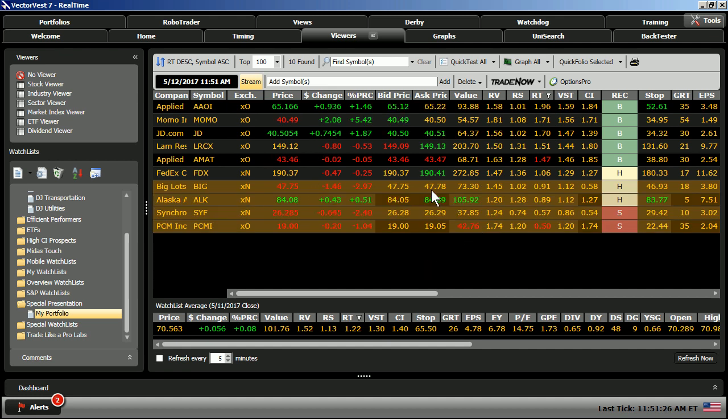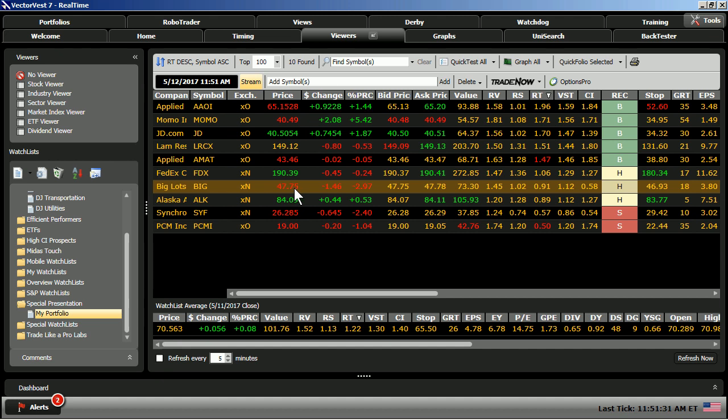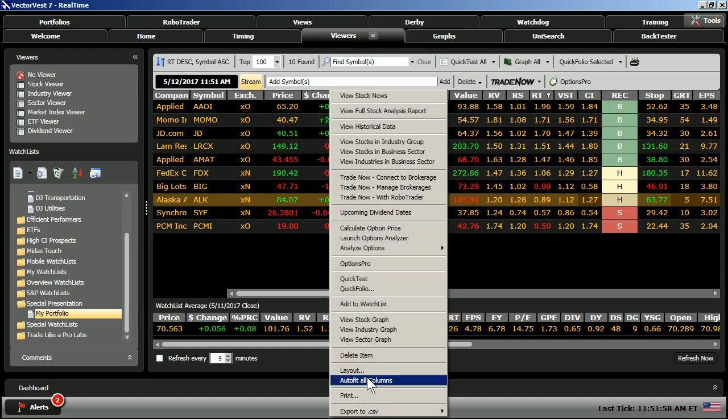Now let's take a look at Big Lots. $47.75 price, $73.30 value. So that's good. That's a good start to your analysis, right? Company is undervalued. Excellent upside potential, 1.45 RV. Good safety rating, 1.02 relative safety, but it's falling in price. Let me right click and just auto fit.